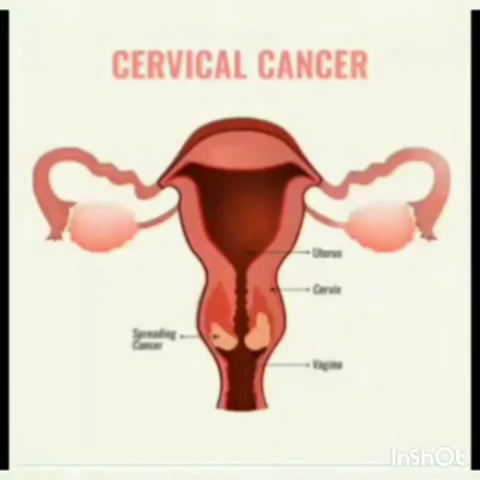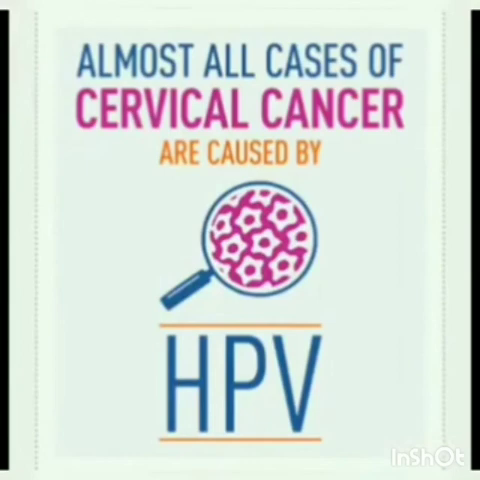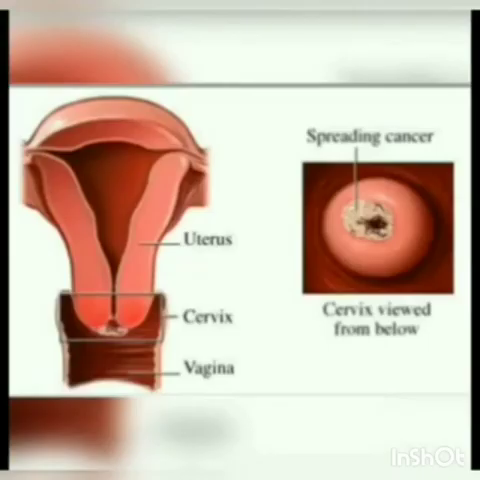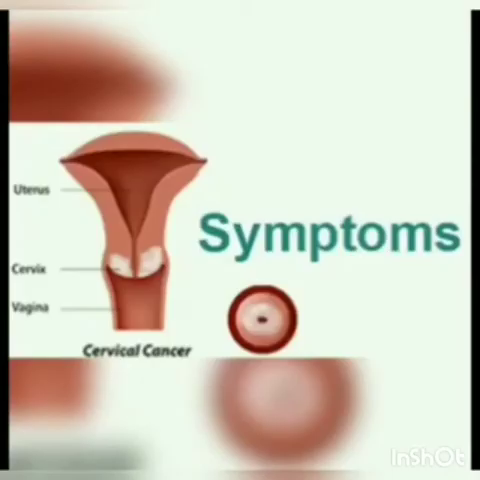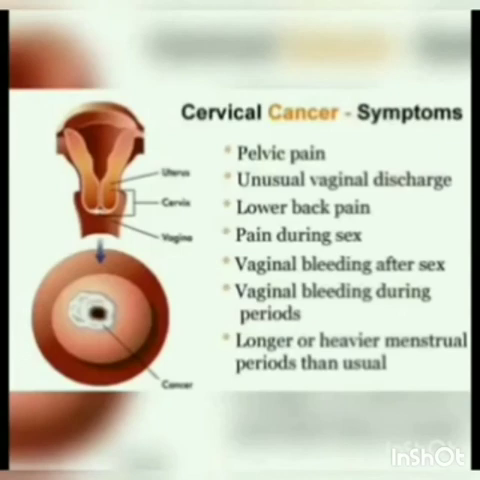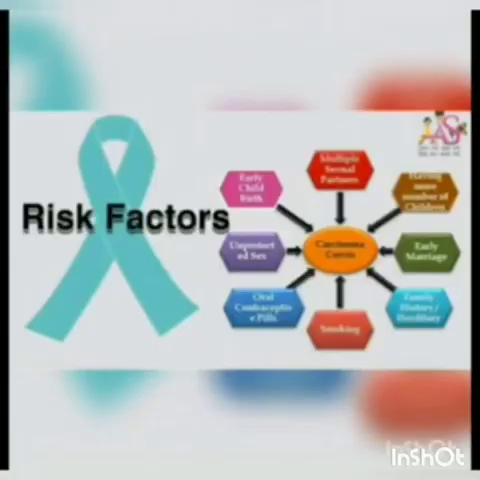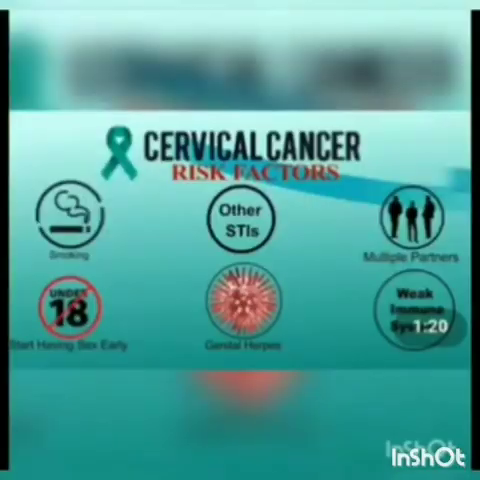So next we move on to cervical cancer. Cervical cancer is caused by a sexually transmitted virus called human papilloma virus. This human papilloma virus may cause abnormal growth of cervical cells. The most common symptoms of cervical cancer are pelvic pain, increased vaginal discharge, and abnormal vaginal bleeding. The risk factors of cervical cancer include having multiple sexual partners and prolonged use of contraceptive pills.